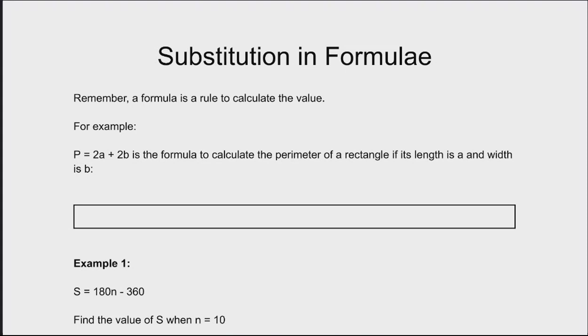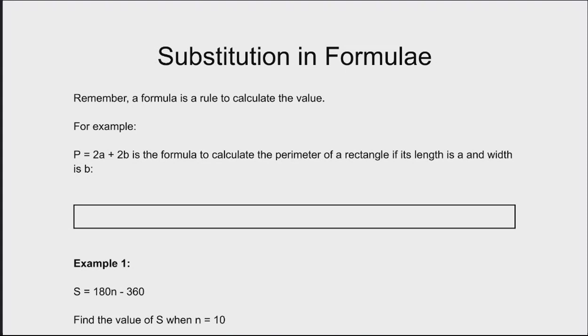So the first thing to remember is that a formula is a rule to calculate a value, or the value of something that we want to find out. For example, P equals 2a plus 2b is the formula to calculate the perimeter of a rectangle if its length is a and width is b.